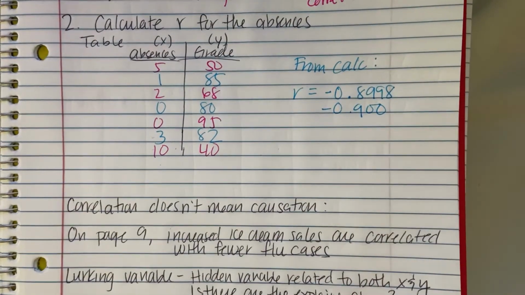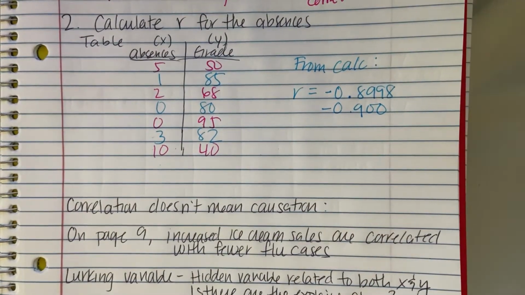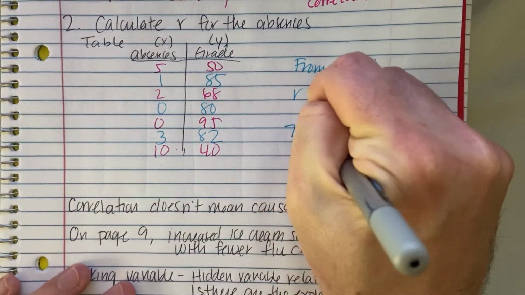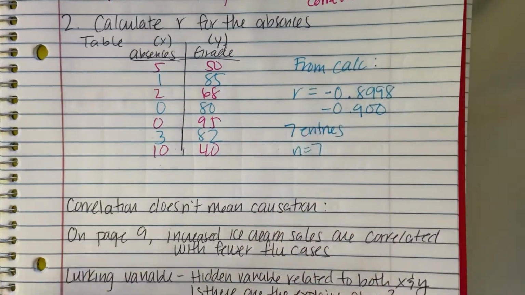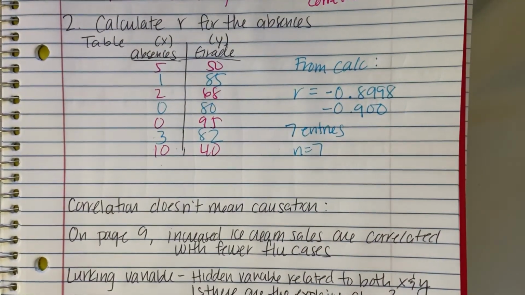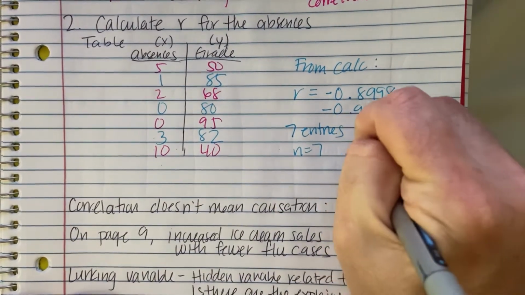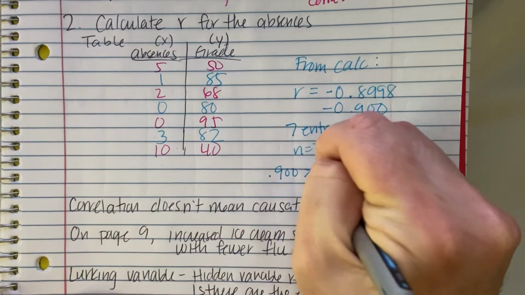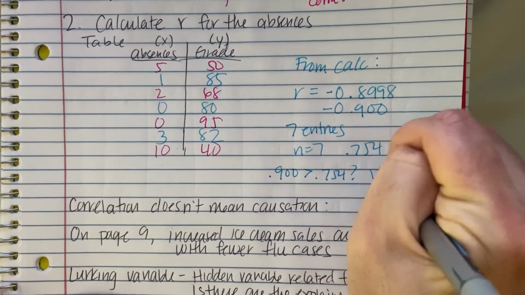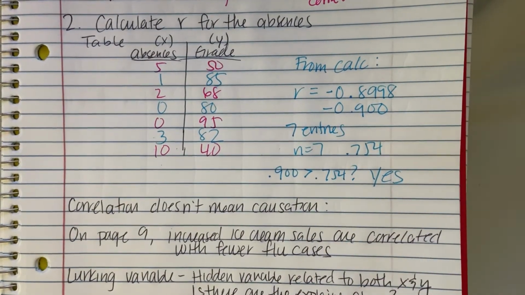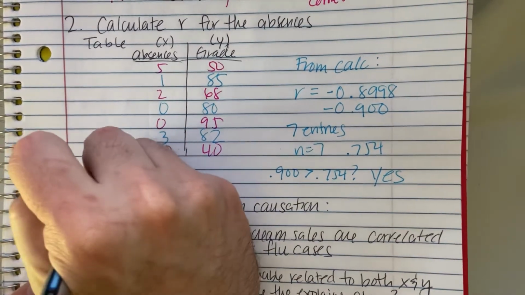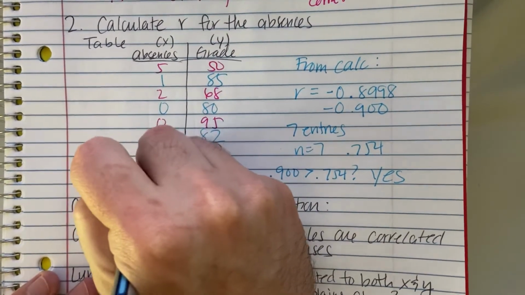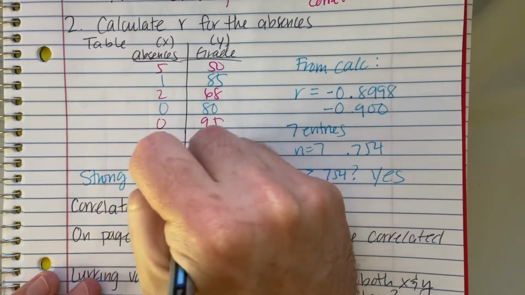0.900. Now when it's negative, instead of being bigger, you have to be smaller. So it's like the absolute value is bigger. Now there's 7 entries. So for n equals 7 on the table, my critical value needs to be 0.754. So we take the absolute value: is 0.900 greater than 0.754? Yes. Now, because this is negative, we say it has a strong negative correlation.